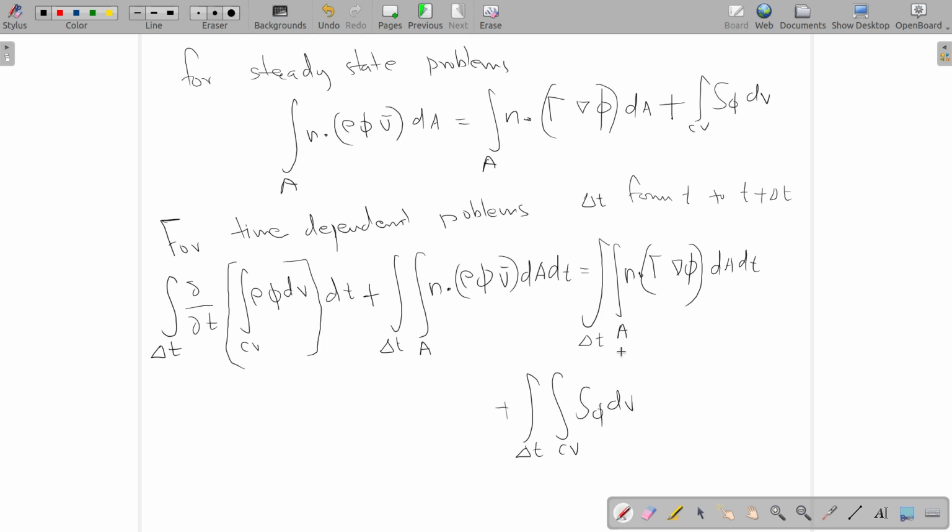So this will be a very general form of the equation which we very commonly use in CFD, the finite volume method. This is basically the integral form of the transport equation.